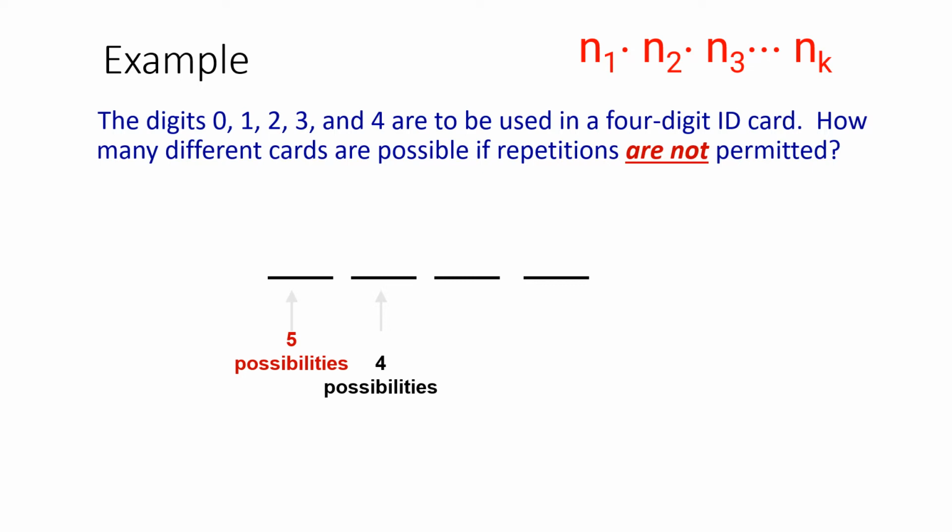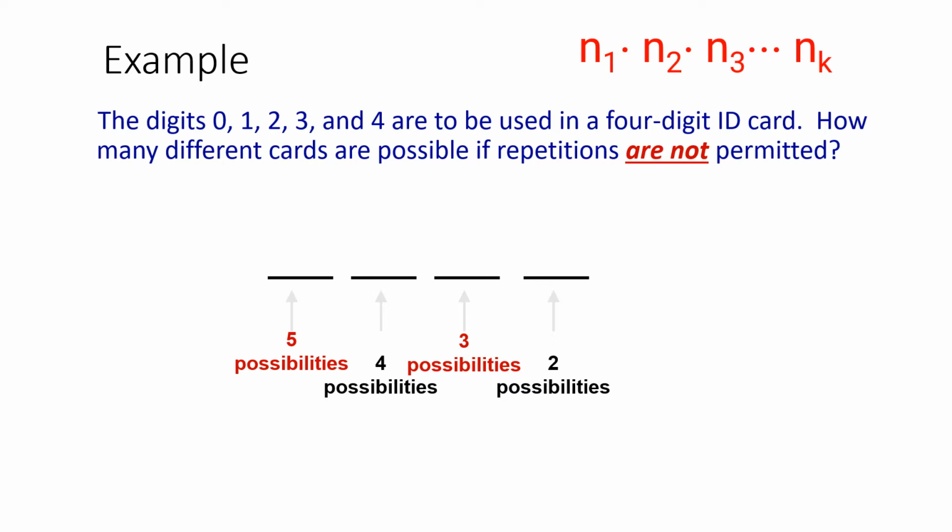By the time we get to the third slot, we've already used 2 digits. So now we have the original 5 possibilities, but we have to subtract the 2 digits that already would have been chosen. So we would be down to only 3 possibilities. And then for the last one, there would just be 2 possibilities left. Okay, so each time our possibilities go down because we've used up a digit that can't be used again.